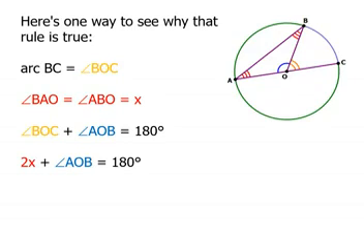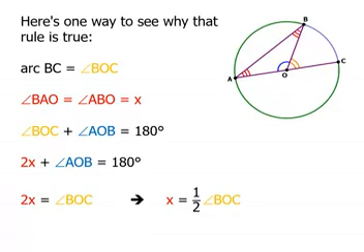Well, look at those two equations. Thing plus AOB equals 180 degrees. Thing plus AOB equals 180 degrees. So in other words, those two things have to be equal. So it must be true that 2x equals angle BOC, and then we can just divide. So x is half the measure of angle BOC, and so it's half the measure of the arc.